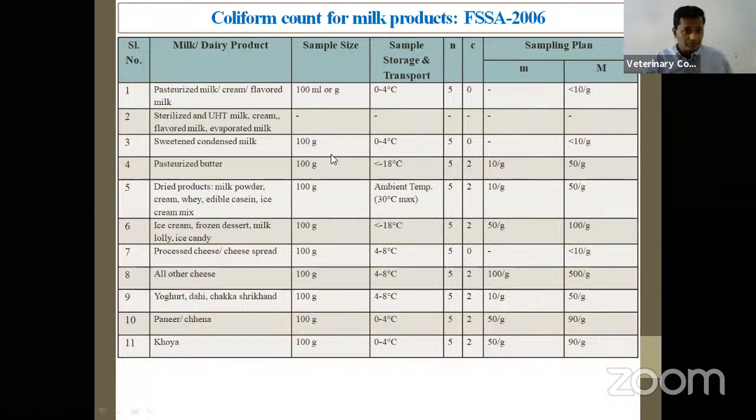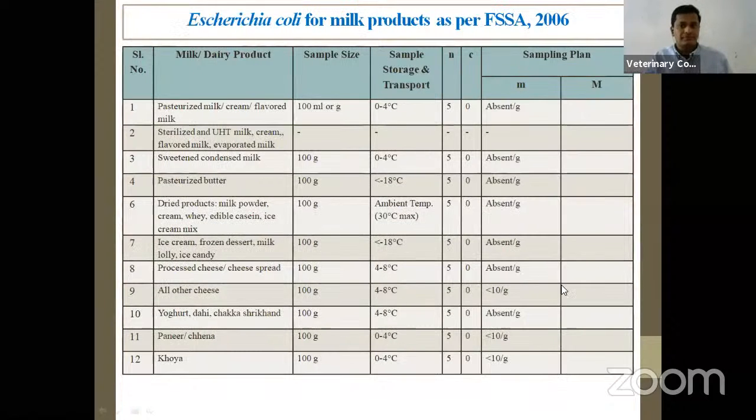And you come to pasteurized butter. You have to collect 5 samples out of the lot. All the samples should preferably have a coliform count less than 10. 2 samples are permitted to have a count between 10 and 50. Not even a single sample should be 51. Otherwise, the whole lot has to be rejected. So likewise, these are the specifications. You can browse through the FSSAI website to get these things.